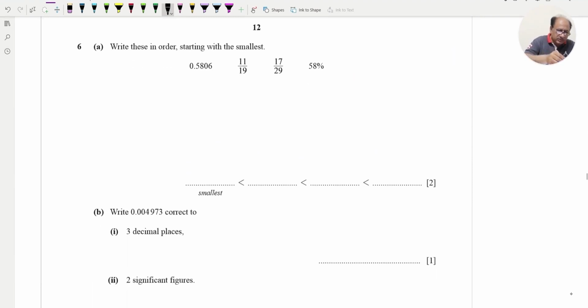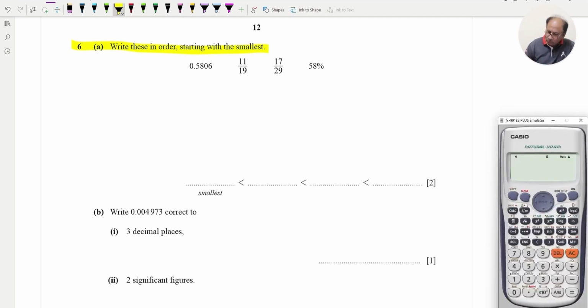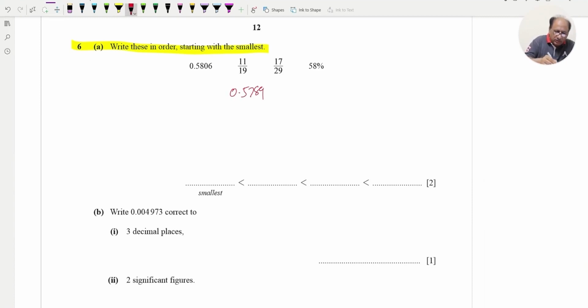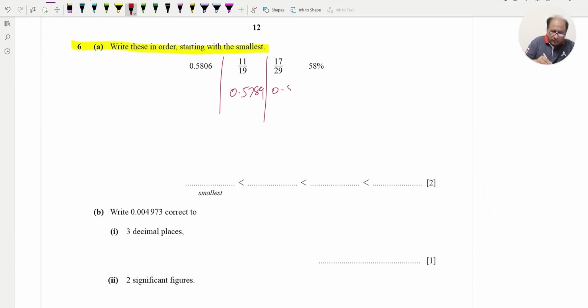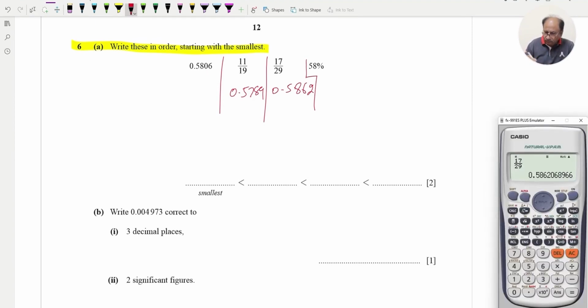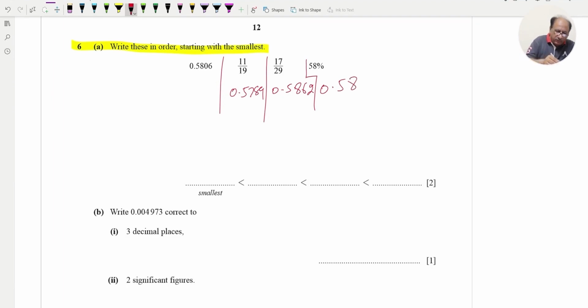Now question number 6. It says write these numbers in order, starting with the smallest one. What we will do is convert each and every number into decimal form. The first number is already in decimal, so we will write 11 over 19, which in decimal is 0.5789. 17 by 29 in decimal is 0.5862. Similarly, 58%, 58 over 100, will be equal to 0.58. The first number is already in decimal format.